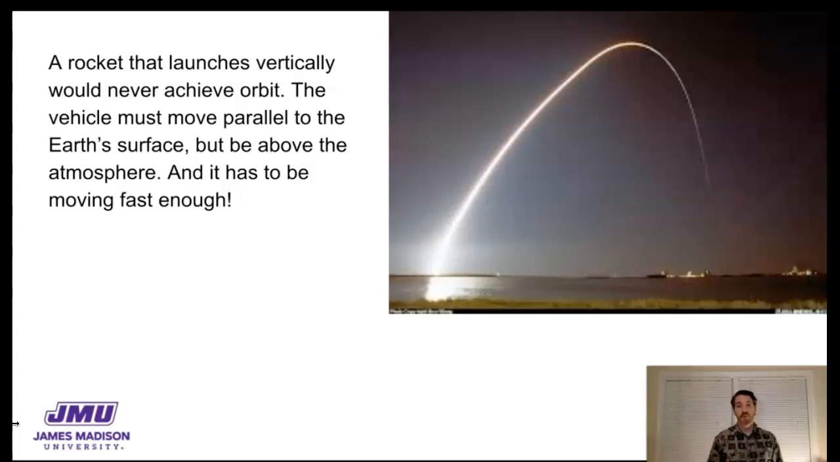In order to achieve orbit, you have to launch sideways. This is an image of a space shuttle launch. They go up, but then they also very quickly start turning themselves sideways. They have to be traveling across the ocean, parallel to the planet's surface.